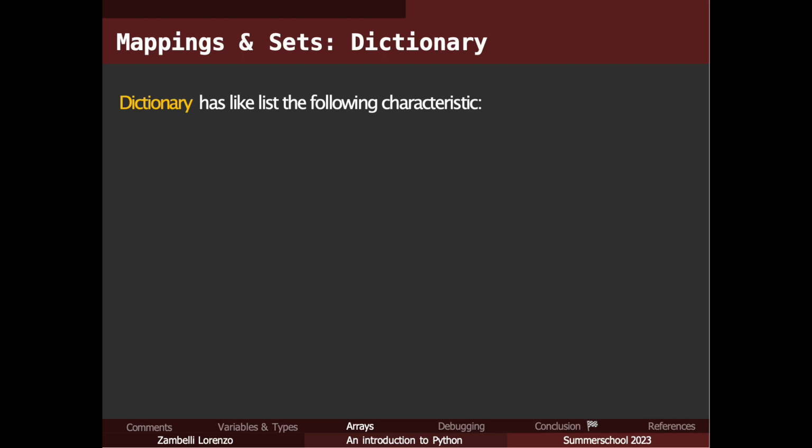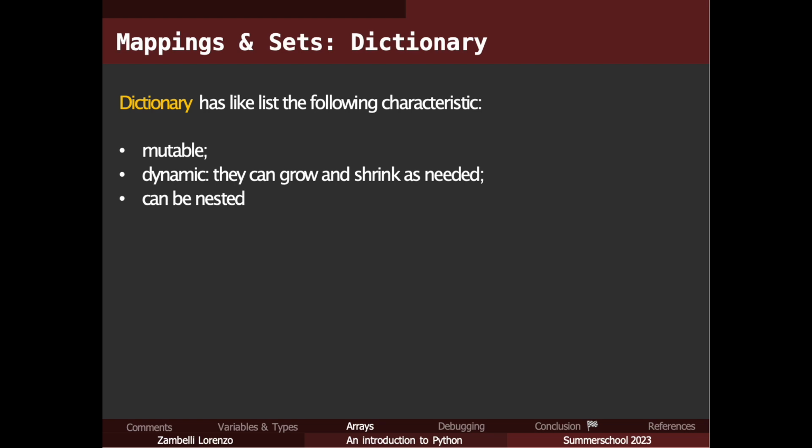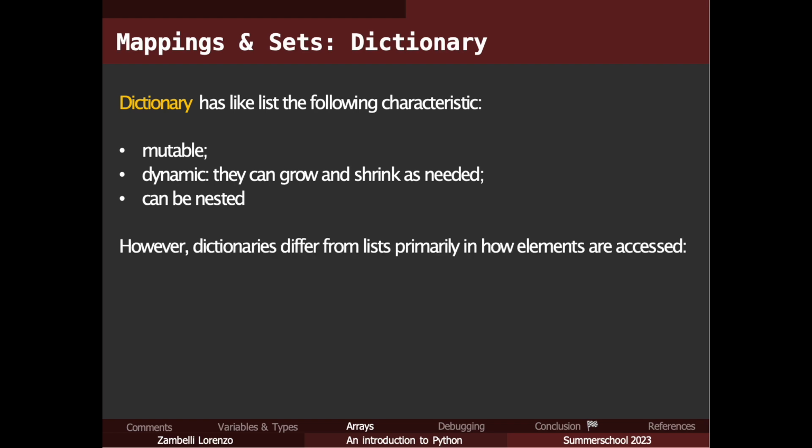Mapping and set. Dictionary has the following characteristics. Dictionaries, as I said, are mutable. They're dynamic because you can make them longer, bigger, or shorter. They can also be nested, like lists and tuples.